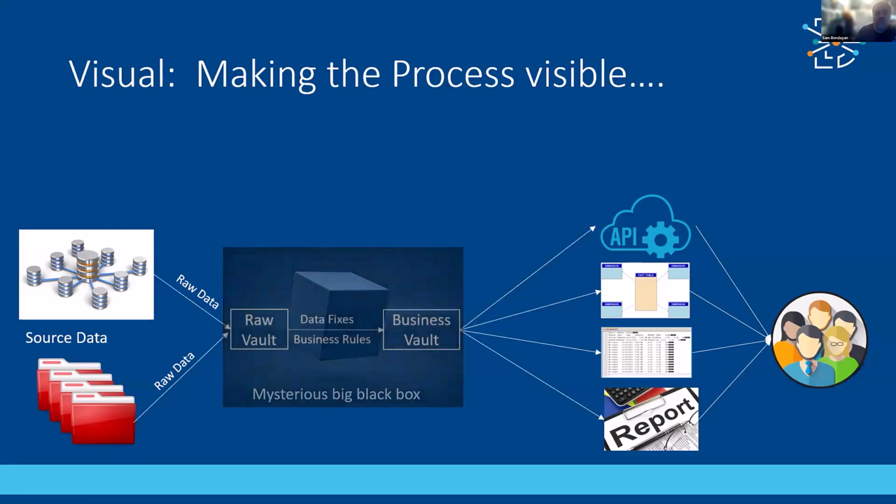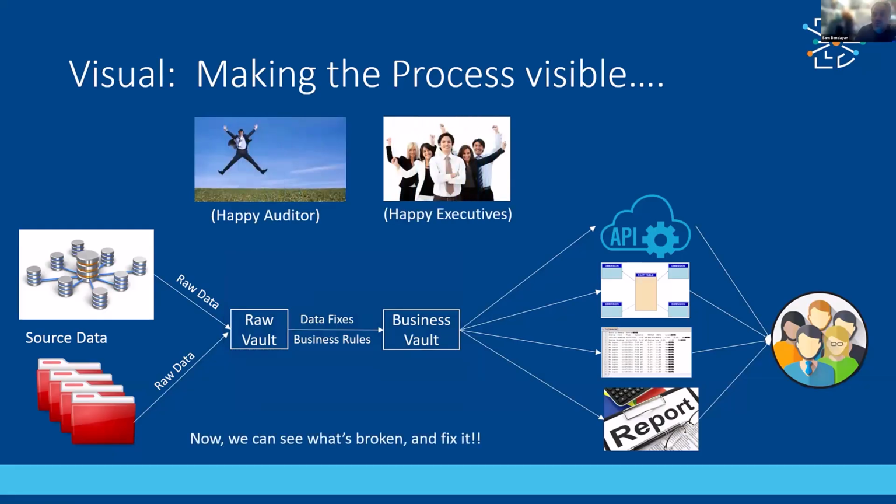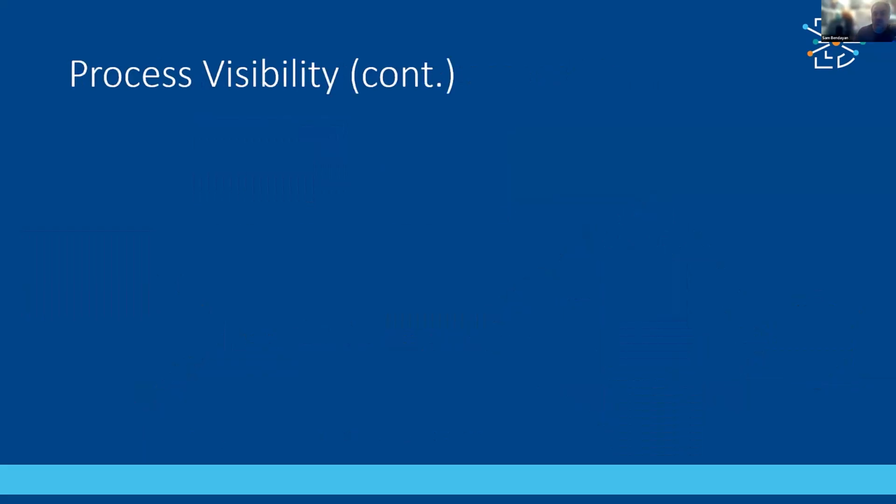So what we do in the data vault is we make this black box disappear and we show what is underneath. And now everybody can look at it. Anyone who's interested. The auditor comes in, he can look at it. You can show the executives what's going on. Everybody's happy. So that's the real secret behind process visibility.